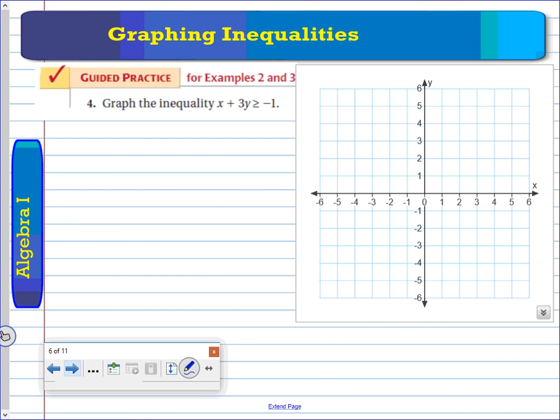Okay, so take a second and graph this one on your own. You can just sketch it in your notes. It doesn't have to be perfect. So pause the video for maybe 2 or 3 minutes, sketch a graph, get all 3 parts correct, the line in the right spot, it needs to be solid or dotted, and decide which side to shade. After everybody has a couple minutes, go ahead and play the video again, and I'll show you what I got.